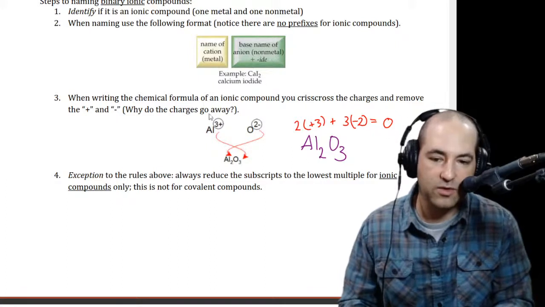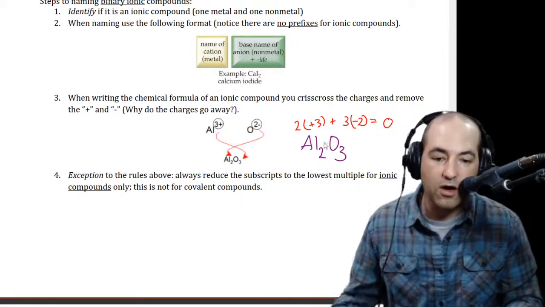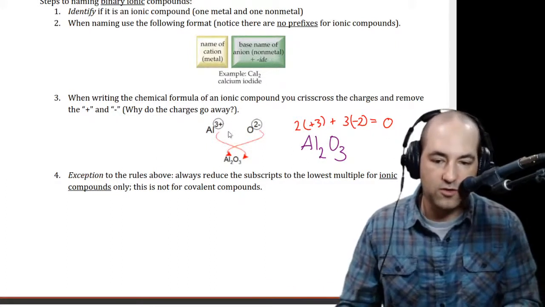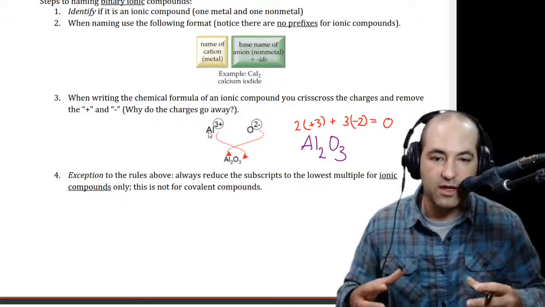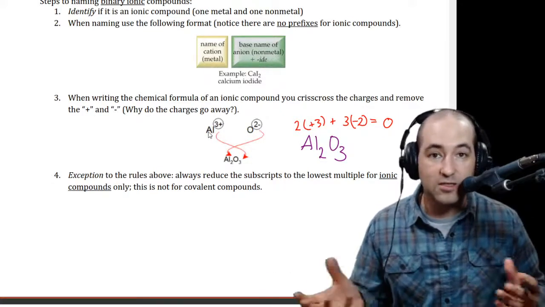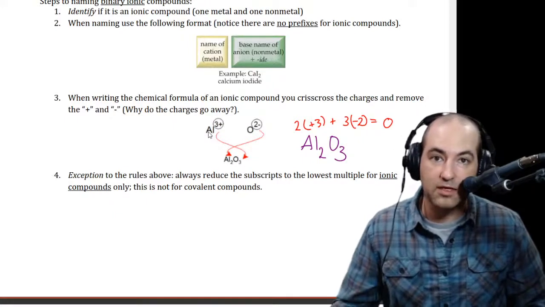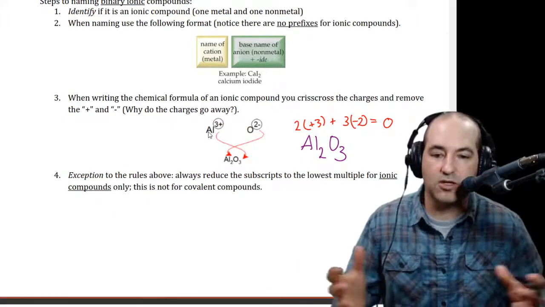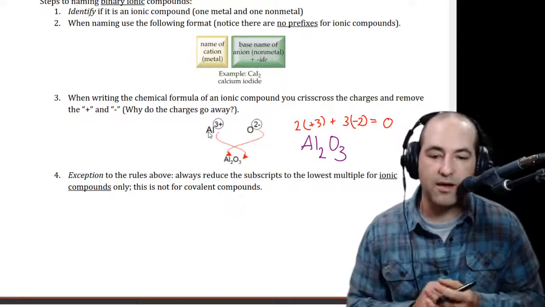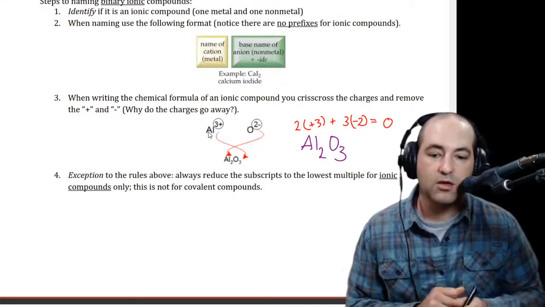And that kind of answers this question too. Why do the charges go away? Well, the overall compound is neutral. So in the individual ions, we have charges, but when we put them together, we make a neutral compound. And that is why we have ionic compounds in the first place. Free ions can attract each other to form the ionic compound together.